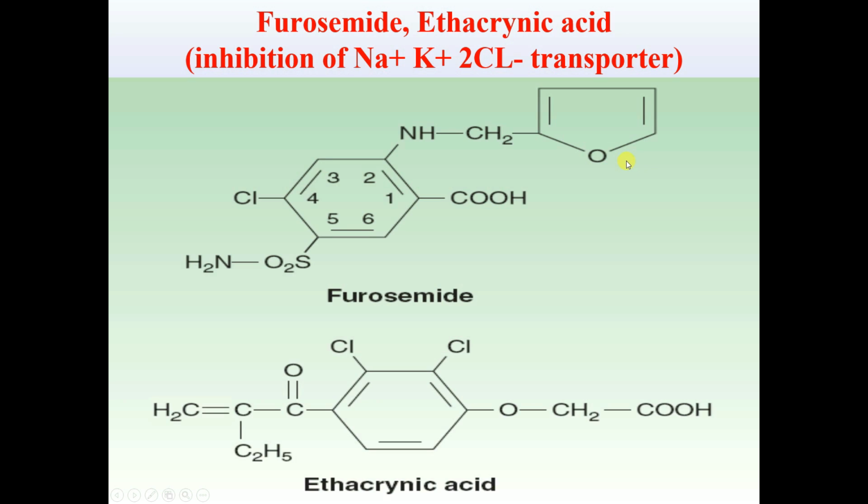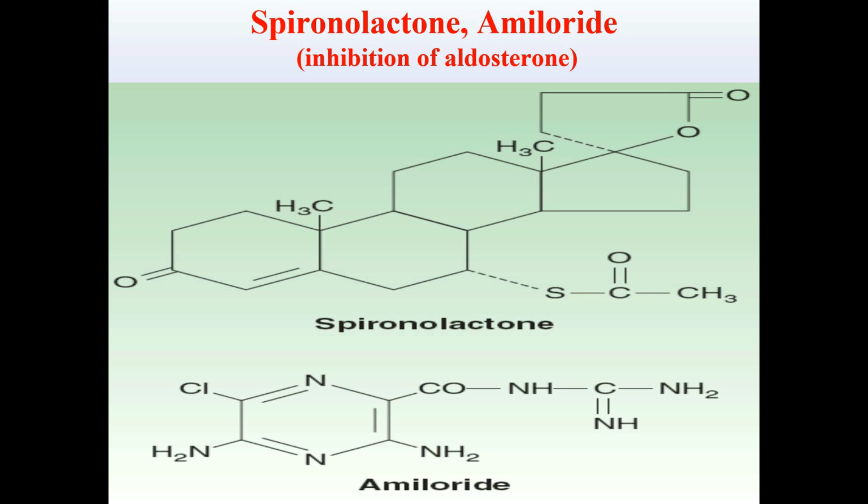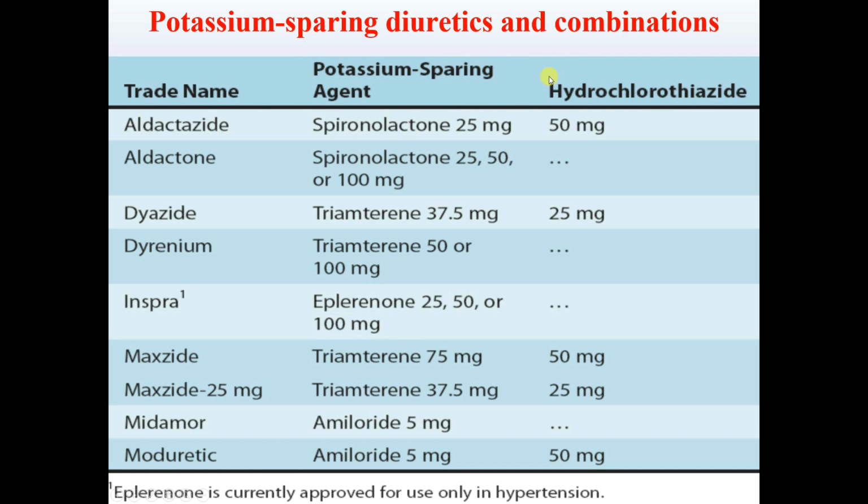Furosemide and etacrynic acid, dosage of loop diuretics, drug names, and total daily oral doses, and spironolactone, amiloride, potassium-sparing diuretics, their names and combinations.